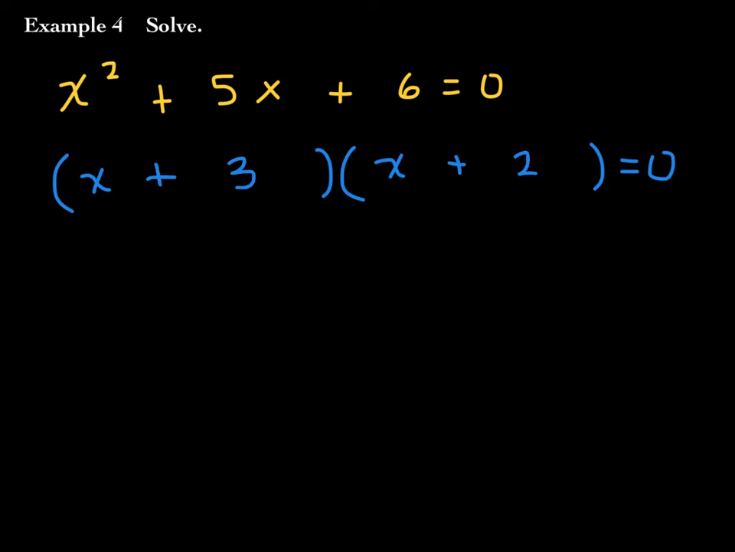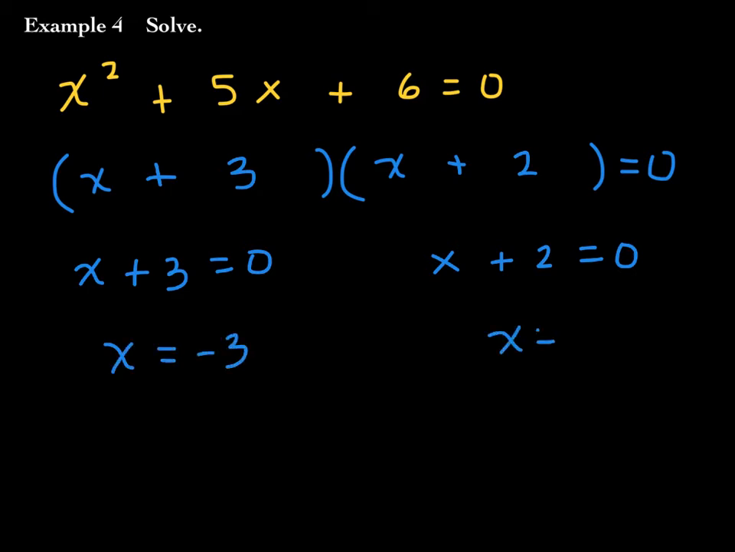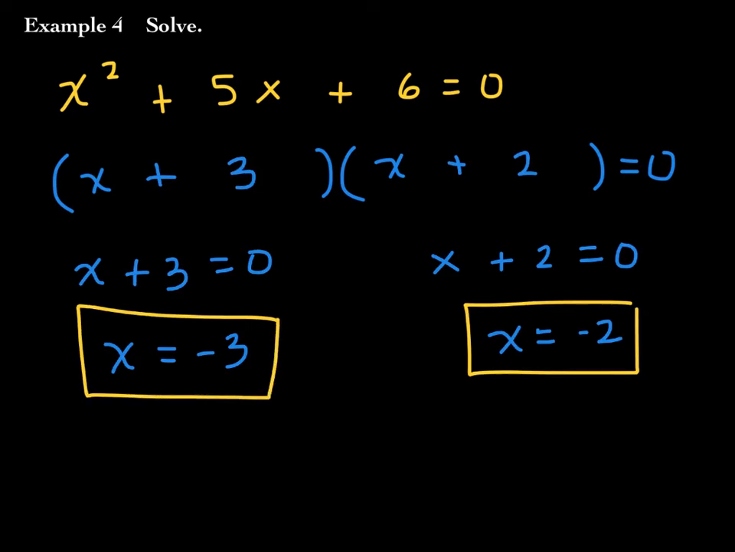Now that this is factored, I just set each of my factors equal to 0 and solve. This is the principle of zero products. So I get two solutions, x is equal to -3 or x is equal to -2. Cool, and we are done. So if it's not factored, then all you have to do is factor it yourself, and then you can use the principle of zero products.